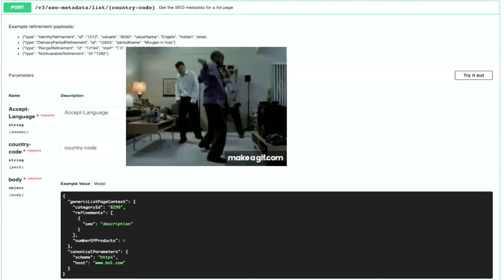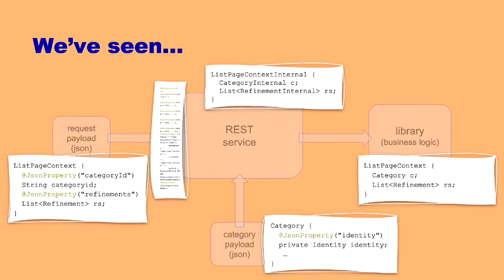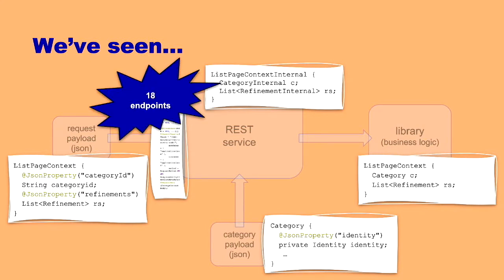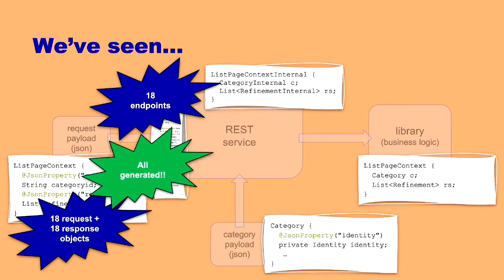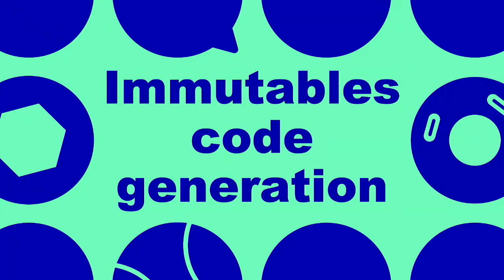So to wrap things up, we've seen we designed 18 endpoints, designed 18 request and response objects, and we didn't have to write them ourselves. Cool. But now we have to create our models for the internal logic. So how are we going to do that? For that, I will give the word to Sajid.